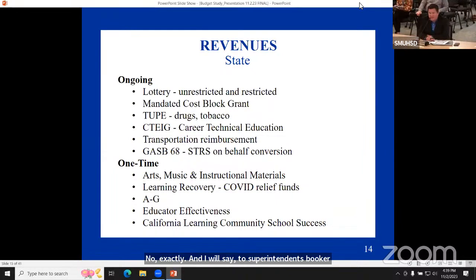To Superintendent Booker's note, we definitely keep the liability on our books as well. If you look at our financial statements, they're very clear on whose liability that is. The state's are theirs, ours are ours.